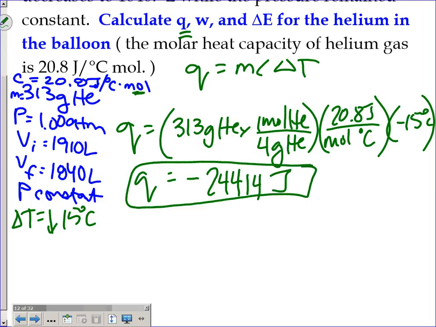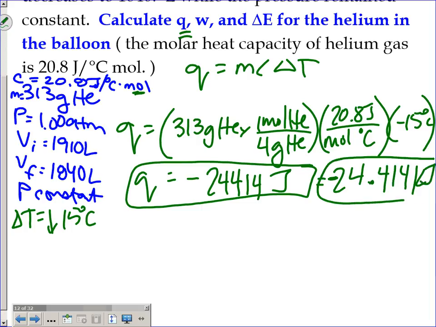All right, before we move on, can we go ahead and convert this to kilojoules for me? Negative 24.414 kilojoules. Just in case, because sometimes it doesn't say it, but it might be expressed in kilojoules. Okay, so we got our joules. I mean, we got our heat. What do you want to do next?